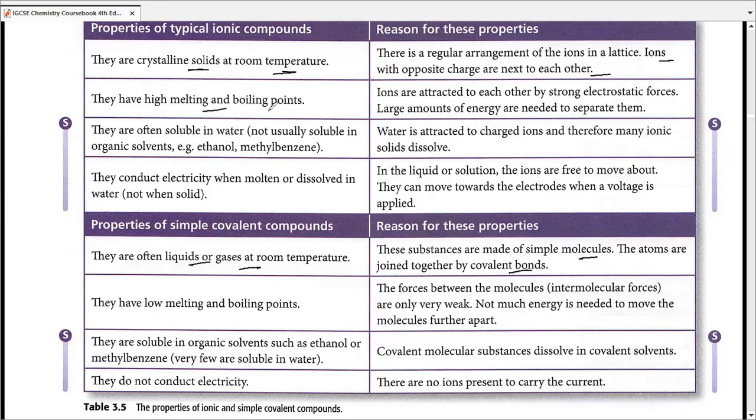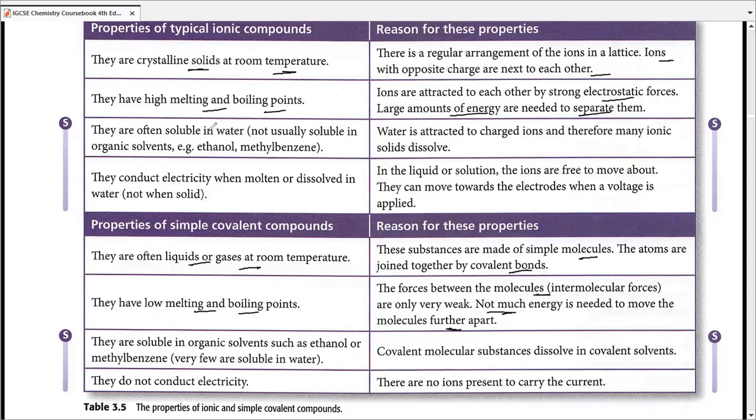Now, the ionic compounds have high melting and boiling points. That is due to the strong electrostatic forces of attraction, and we need a very large amount of energy to break the bonds. Simple covalent compounds have low melting and boiling points. They're just forces of attraction between the molecules. We don't need much energy to move the molecules further apart. Remember, whenever we melt or boil a covalent compound, we do not break its covalent bonding. But when we melt or boil an ionic compound, we definitely break the ionic bonds. That's a huge difference because of which ionic compounds have high melting and boiling points and simple covalent molecules have very low melting and boiling points.